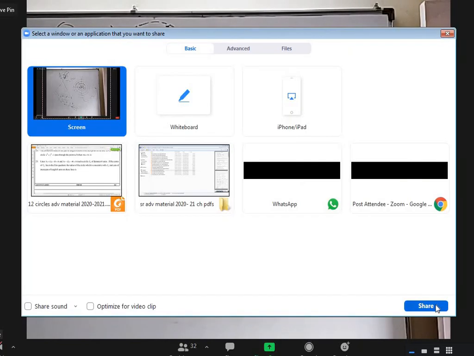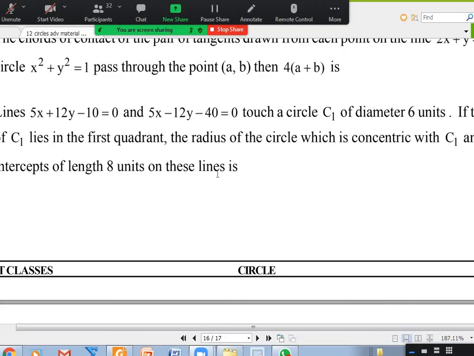If somebody wants to read this question, I'm sharing this. You can see lines touch a circle C1 of diameter 6, that is radius 3. If the center of C1 lies in the first quadrant, that doesn't play any role. The radius of the circle which is concentric with C1 and cuts off intercepts of length 8 units on these lines is what? So you can read the question once again, look at the figure. If you understand, copy it, you can leave it.